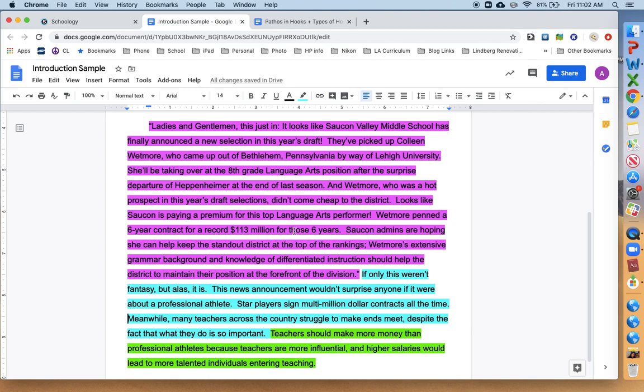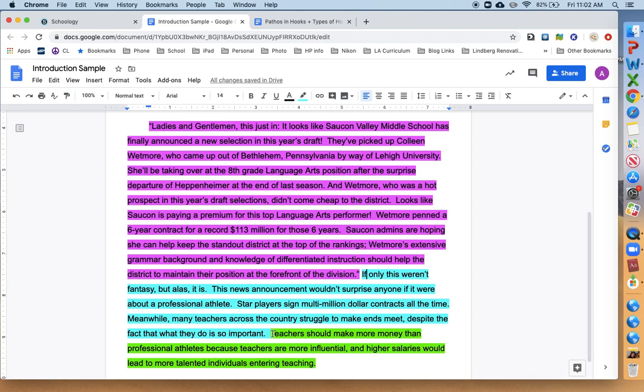Okay. Again, I have the hook, which is this part in the kind of magenta color here, right? It grabs the reader's attention. It should be interesting, okay? The bridge in the background is this part in blue, and that basically tells the reader I'm writing about how teachers should get paid more than professional athletes. That's the topic here.